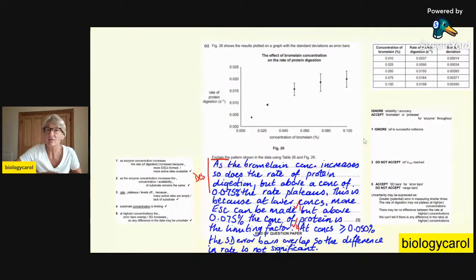So hopefully that has helped you understand how important it is to read questions carefully, how important it is to notice whether you're being asked to describe or explain, or describe and explain something. And I hope that it has also helped you a little bit with some of the maths, because I do understand that some students find the maths in biology tricky. So I'm hoping that that has been useful.